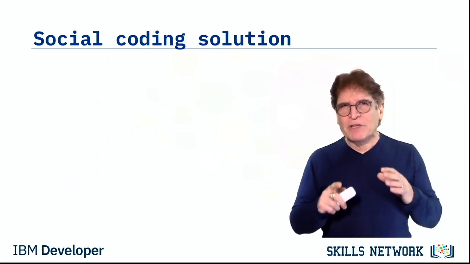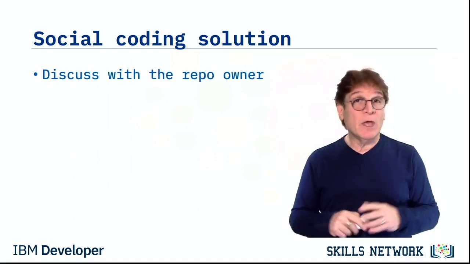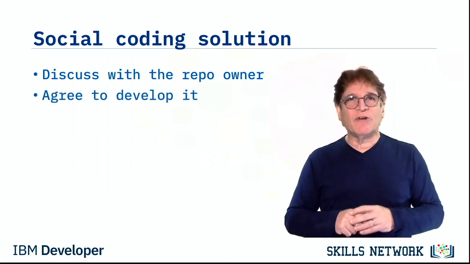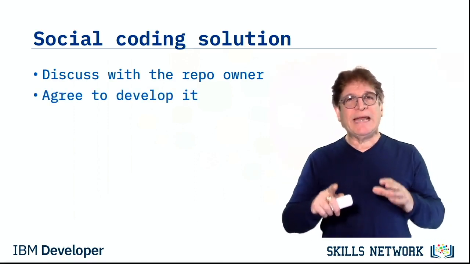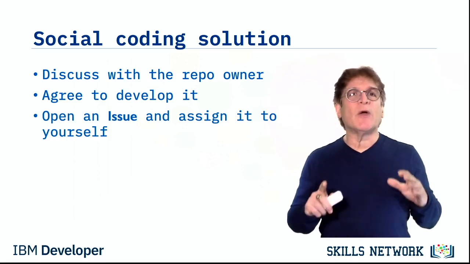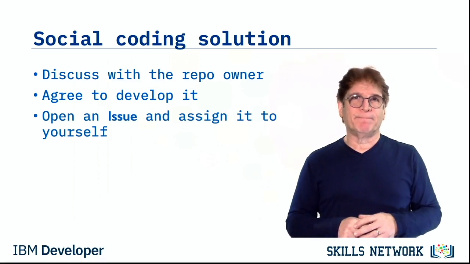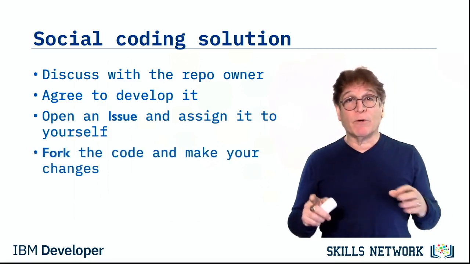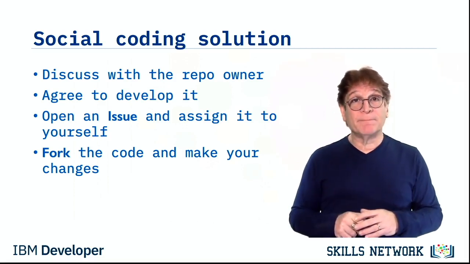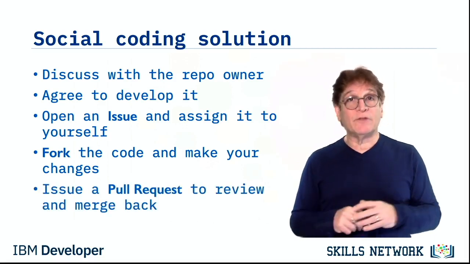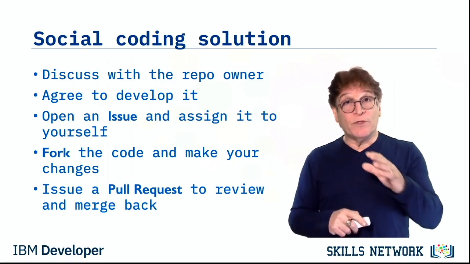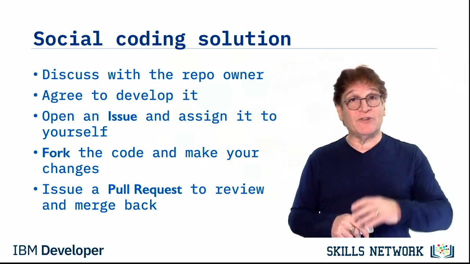So, how does adopting social coding principles solve this? Well, you discuss a new feature with a repo owner, and you agree to develop it for them. This allows you to leverage everything that they've done and add the feature that you need. You open up a GitHub issue, and you assign it to yourself so everyone knows you're working on it. Then, you fork the repo, create a branch, make your changes. When you're all done, you have something to contribute back. Well, then you issue a pull request, signaling that you're ready for review. The repo owner can decide whether to merge your code back into the main project.